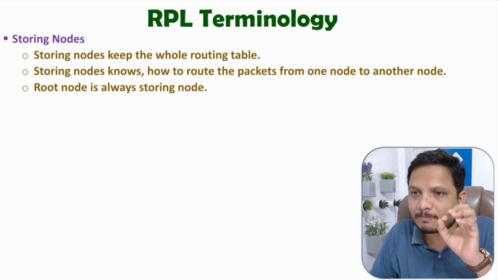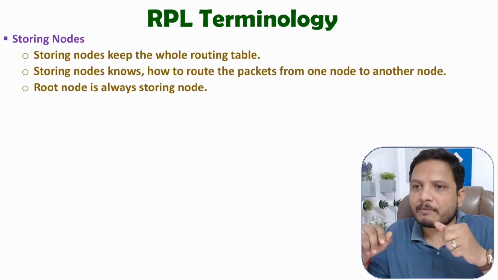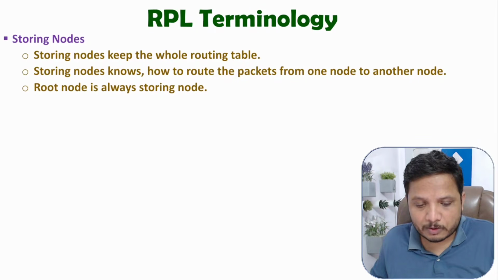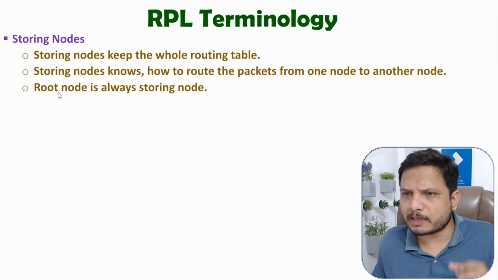That information explains how routing is possible. The nodes which have all the information are referred to as storing nodes. A storing node keeps the whole routing table. A storing node knows how to route packets from one node to another node, and the root node is always a storing node.